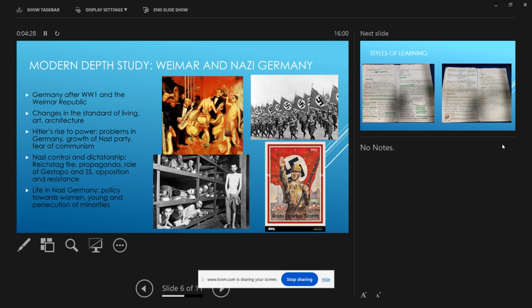So then we look at problems within Germany, growth of the Nazi Party, the fear of communism that was sweeping throughout Europe at this time, all that helped Hitler gain power. We then look at his control and dictatorships, things like propaganda, the role of Gestapo and SS, and then look at opposition and resistance that did exist within Germany. And the final part of that unit, we look at life in Nazi Germany and policy towards women, young people, persecution of minorities, and things like the Holocaust.